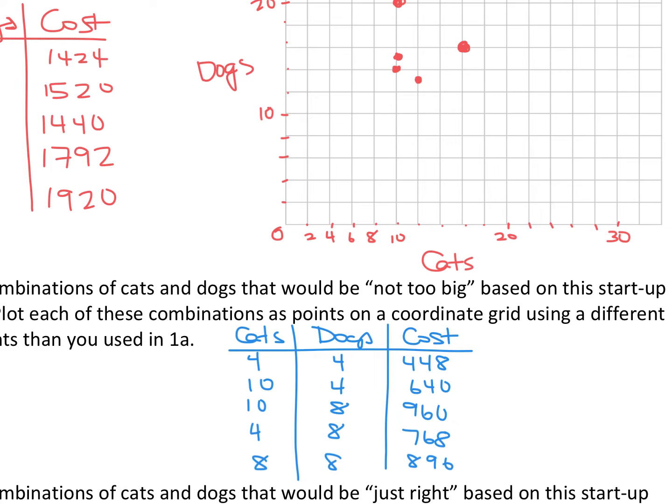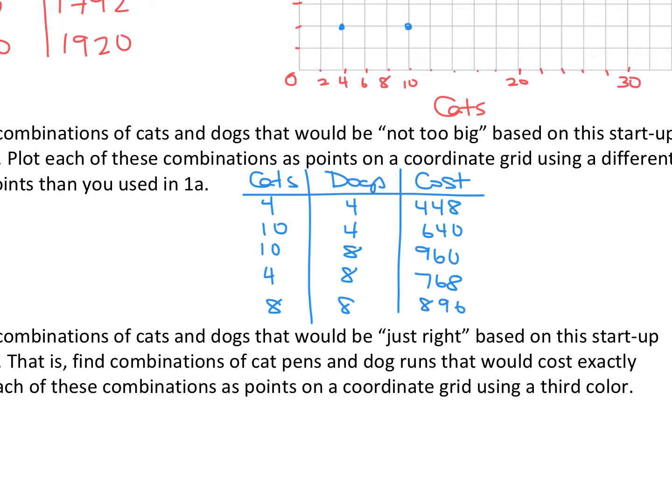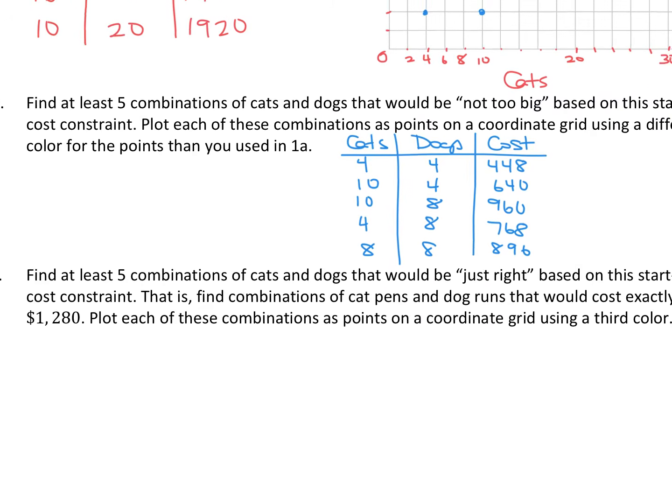So 4 and 4 is right here. 10 and 4 right there. 10 and 8. 4 and 8. And 8 and 8. There. Okay. Now part C has us find 5 combinations of cats and dogs that would be just right.